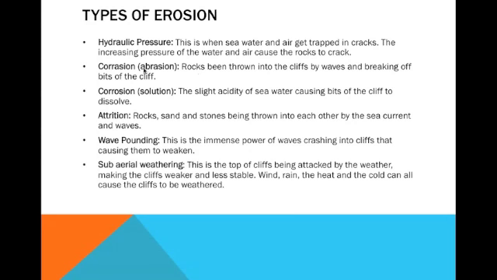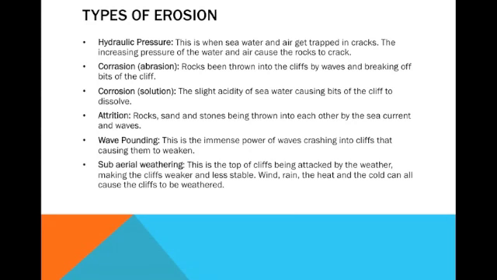Corrasion or abrasion. Rocks that have been thrown into the cliffs by waves break off bits of the cliff. Think of it a bit like sandpaper. Sandpapering the wall. You're rubbing on it, so it's breaking apart. That's what is happening, except the rocks are being thrown at it, not sandpaper. But basically, they're wearing down the cliffs because the rocks are being thrown at them, and this is called corrasion or abrasion.